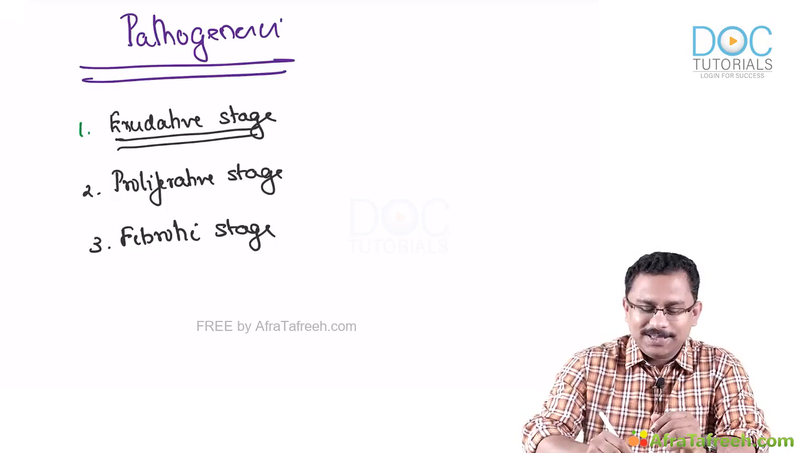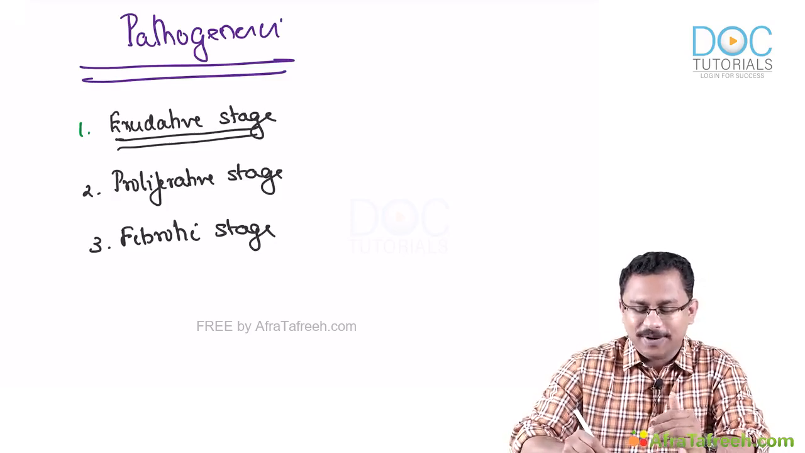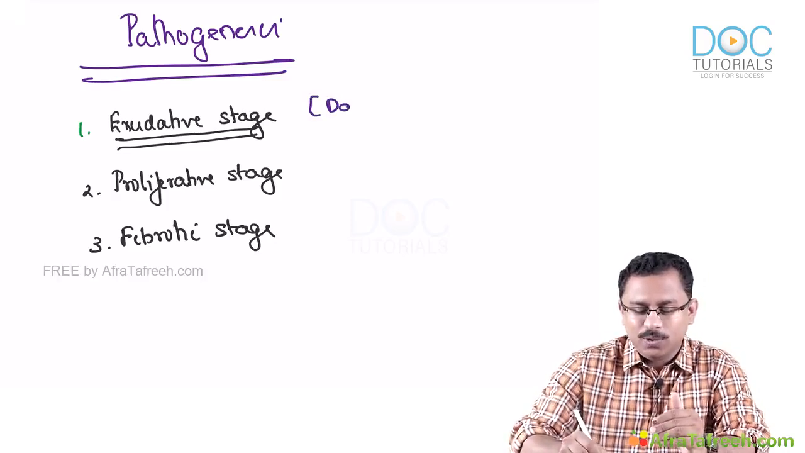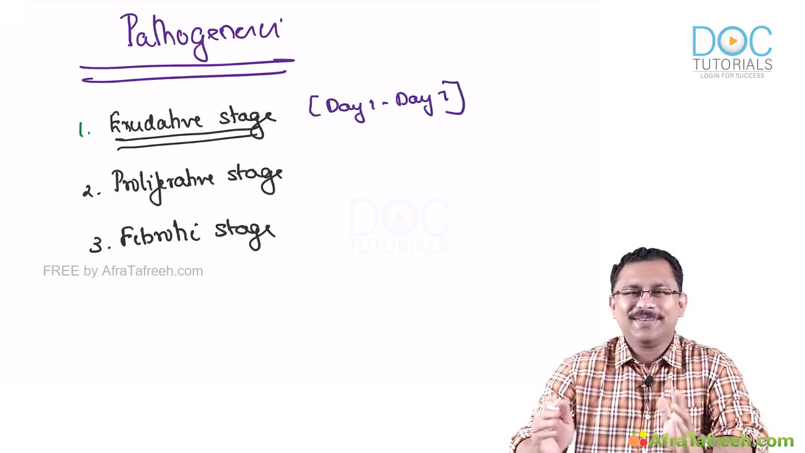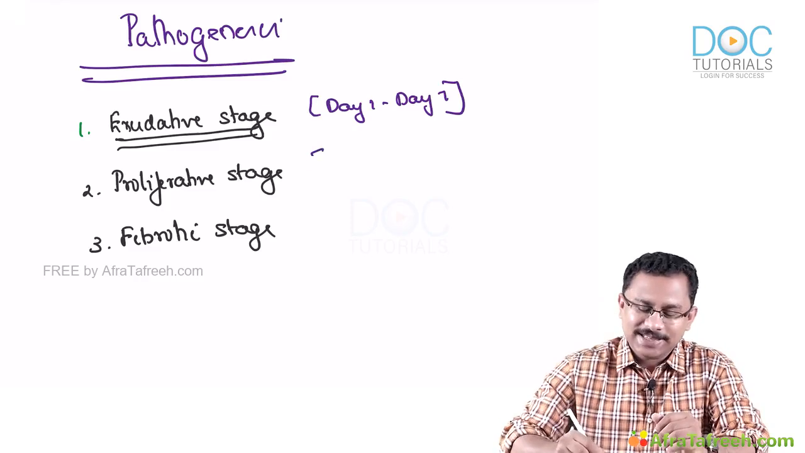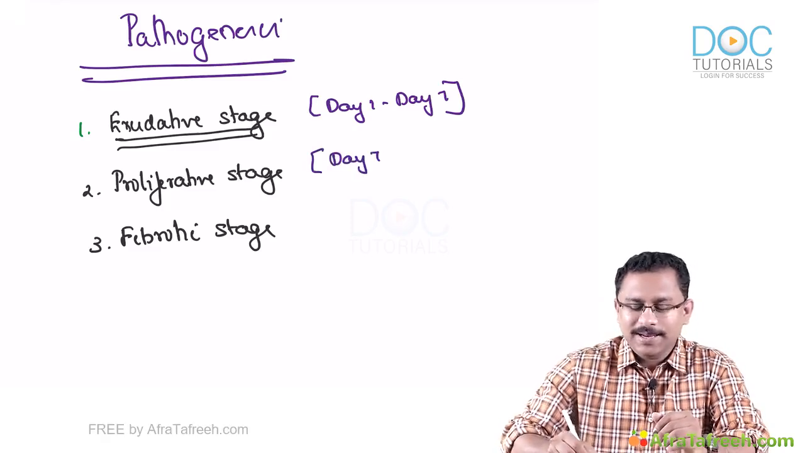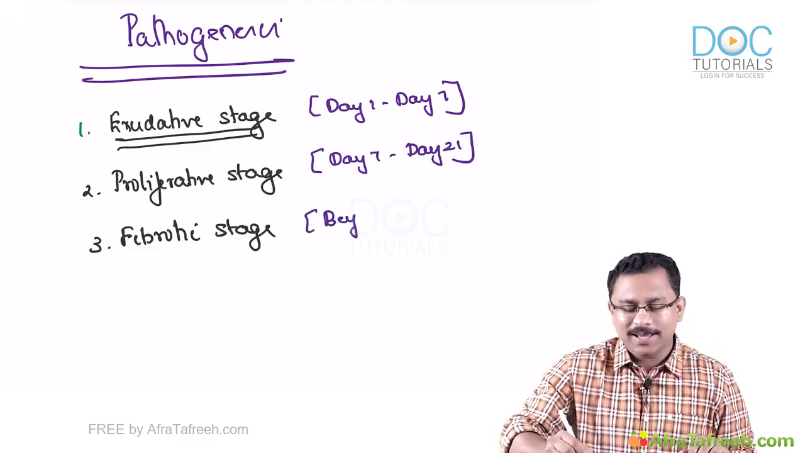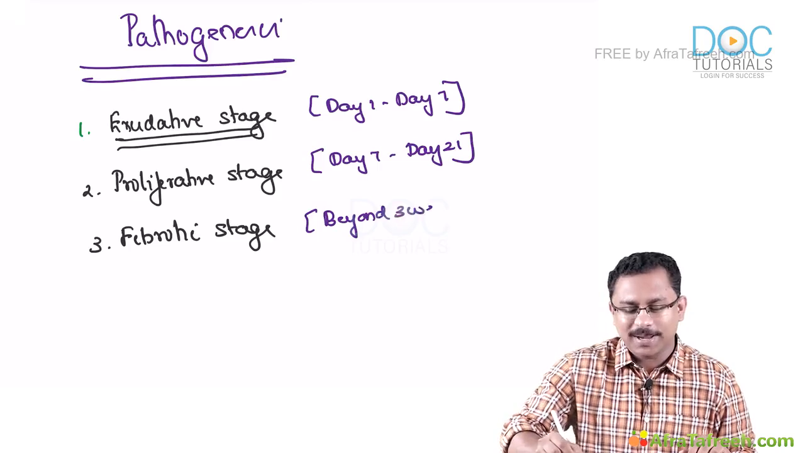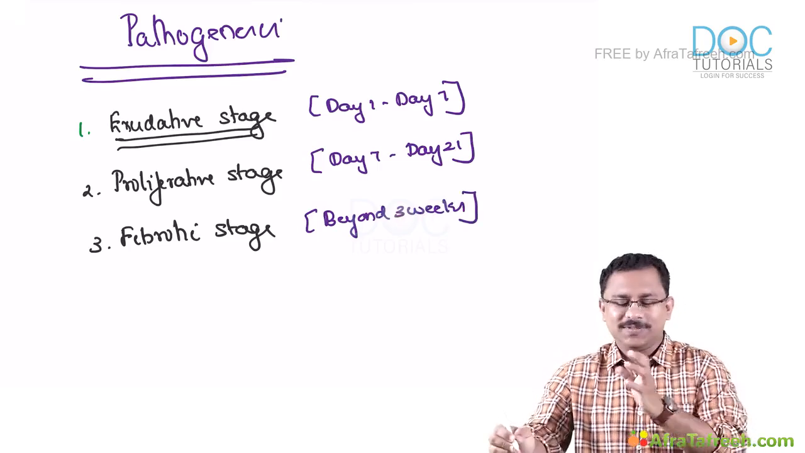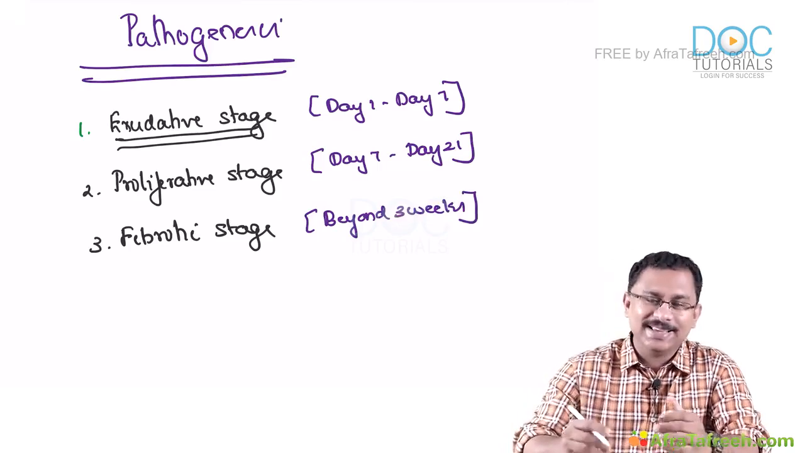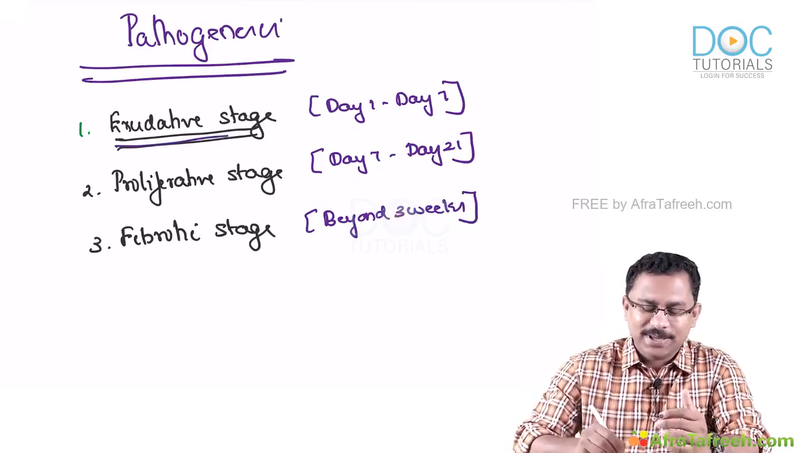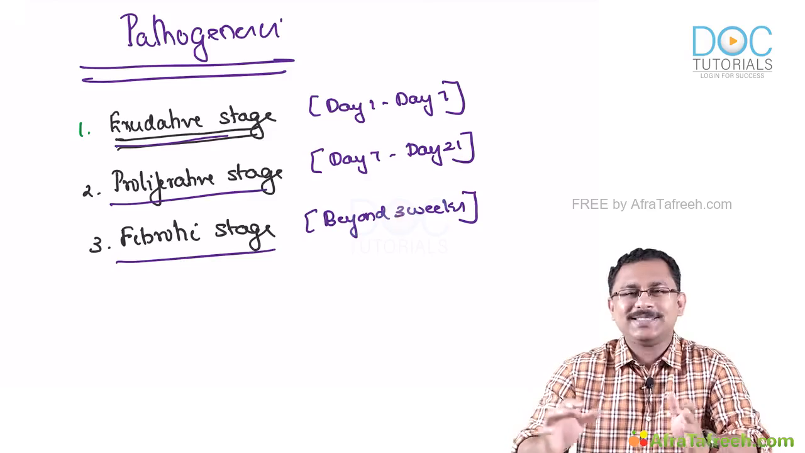This usually lasts from day 1 to day 7 of the illness roughly, the exudative stage, and from day 7 to day 21 is when you have the proliferative stage, and beyond 3 weeks you have the fibrotic stage. That is the natural course of the disease: the exudative, proliferative and fibrotic stages.